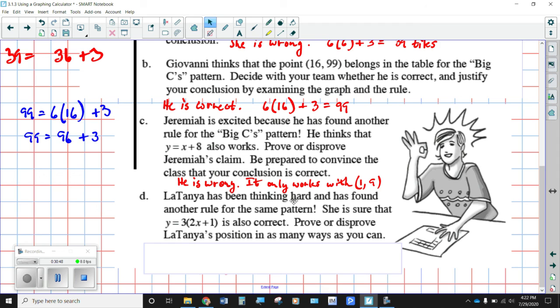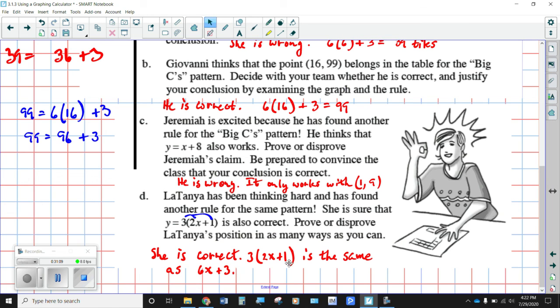And Latanya has been thinking hard and has found another rule. She thinks that y is equal to 3 times (2x plus 1). Is she correct? And actually, it looks like it should be wrong because you can only have one rule, right? However, when you send in the dive bombers, notice what you get. 3 times (2x plus 1) is the same as 6x plus 3. So it turns out she is correct also. She has just rewritten the rule in a different form using the distributive property in parentheses instead of having it simplified like we had it with 6x plus 3.